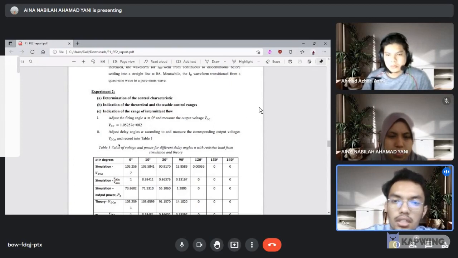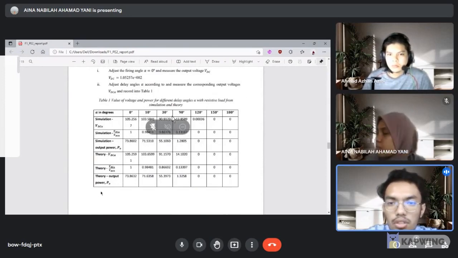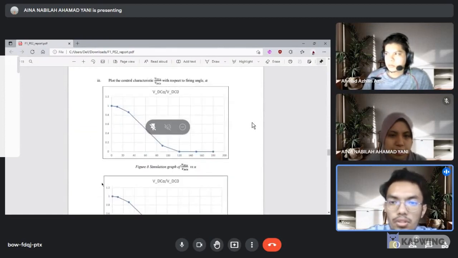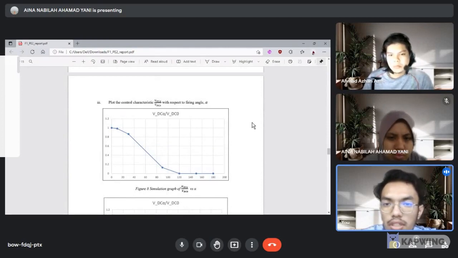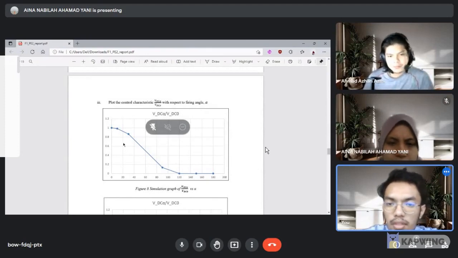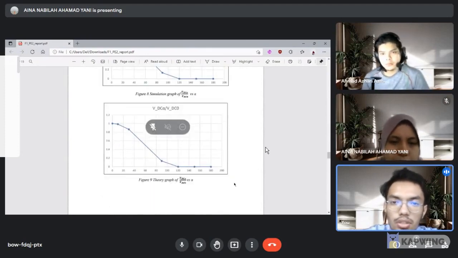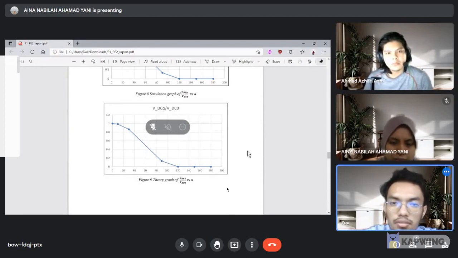So the result is on table 1. This is the value of voltage and power for the different angles: 0, 10, 30, 90, 120, 150, and 180. So this is the plotted graph for the control characteristic VDC over VDC alpha with respect to firing angle. So it decreases. Next, we show the figure for the theory graph. So it's a proof that both decrease, same as theory.